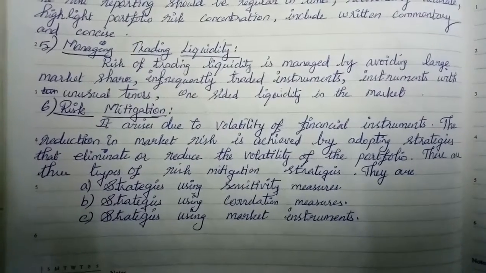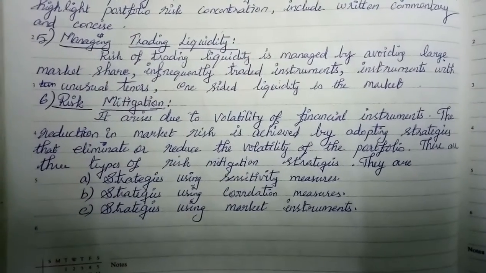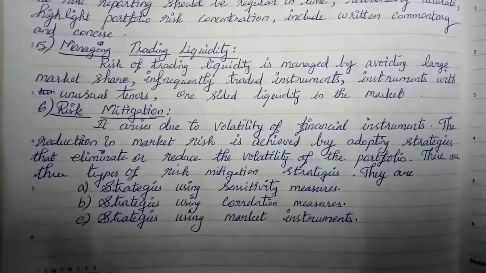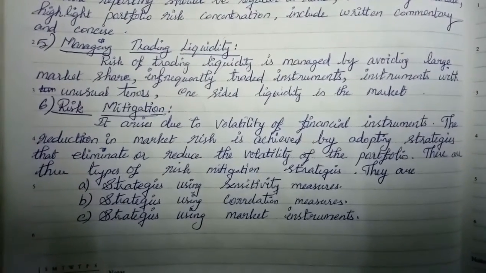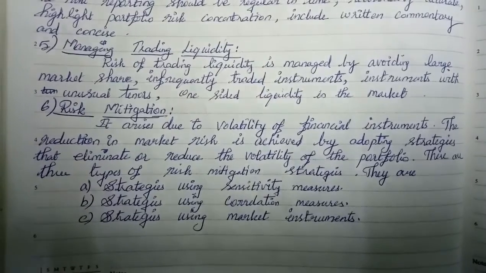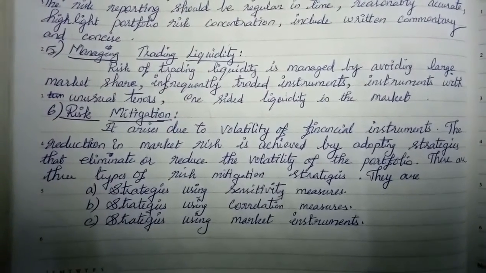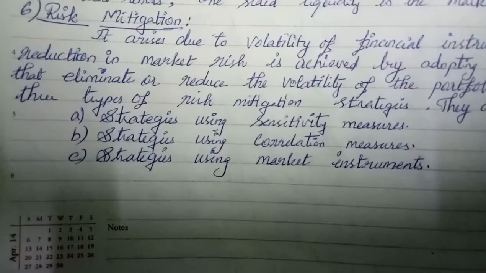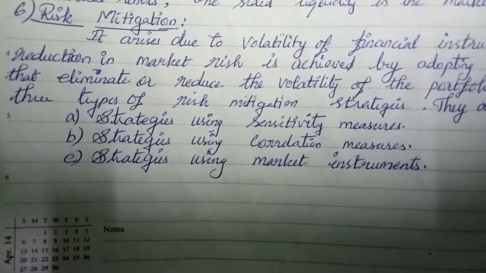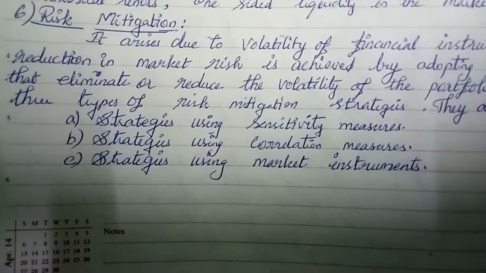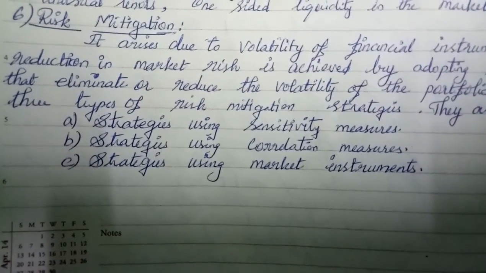It arises due to volatility of financial instruments. The reduction in market risk is achieved by adopting strategies that eliminate or reduce the volatility of the portfolio. There are three types of risk mitigation strategies. They are strategies using sensitivity measures, strategies using correlation measures, and strategies using market instruments.